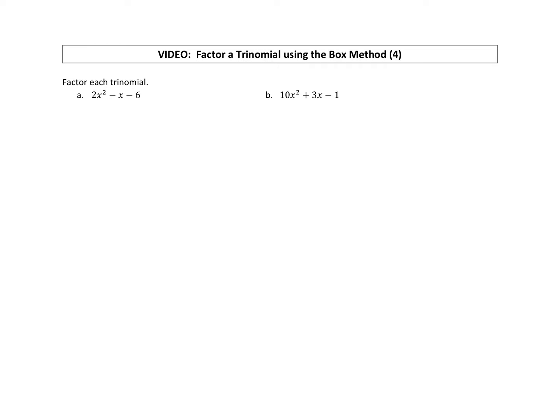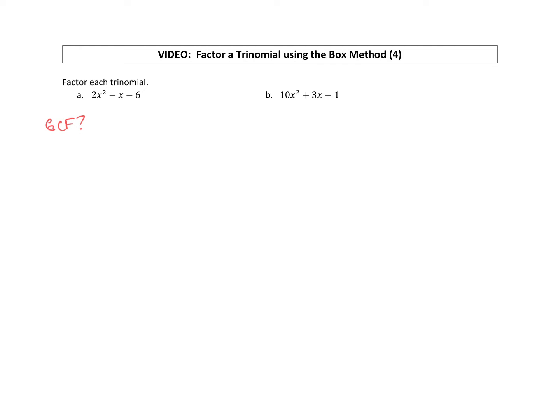All right, so I think we're getting pretty good at this factoring with the box method. So last video, just to make sure we got this, we're going to factor the trinomial 2x squared minus x minus 6. First thing we're going to look for is a GCF. I'm going to write it down so I know I have looked for it. Otherwise, I'm afraid I'll forget.